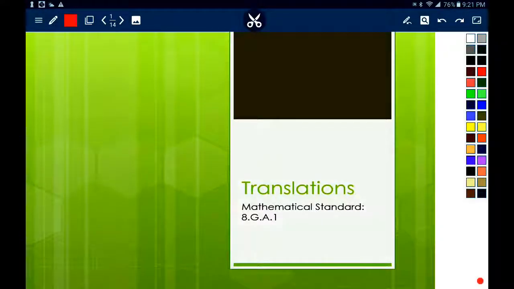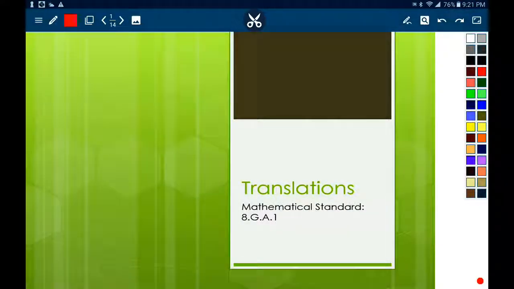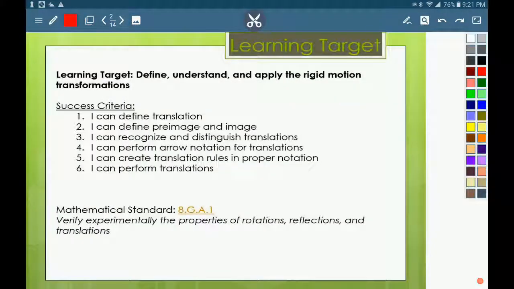Hey guys, and welcome to your first lesson in 8th grade math, which is when we're studying translations. Okay, so our learning target today is to define, understand, and apply rigid motion transformations, specifically a translation.